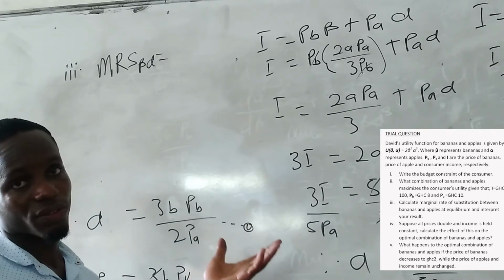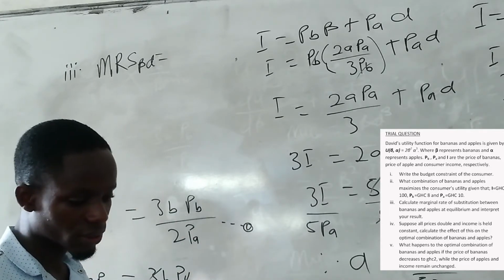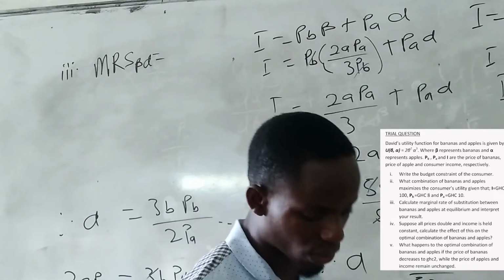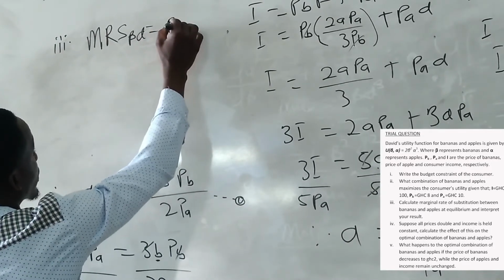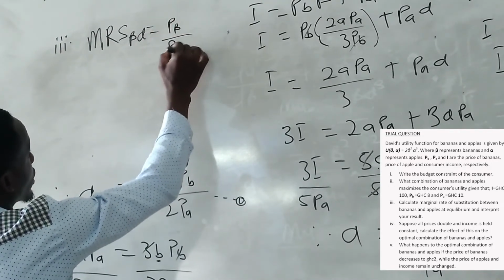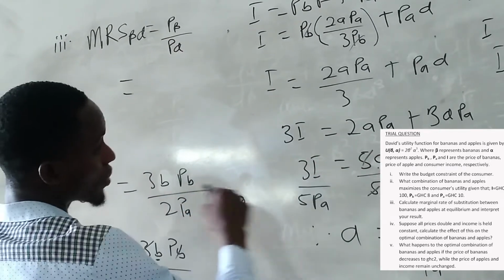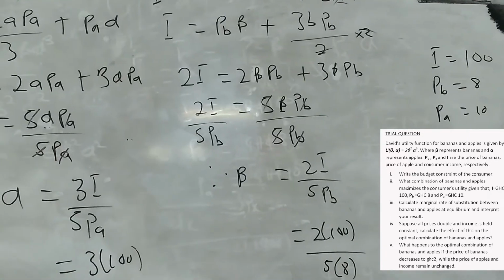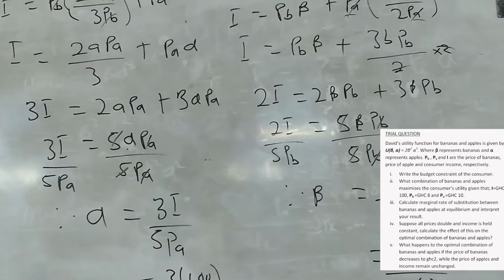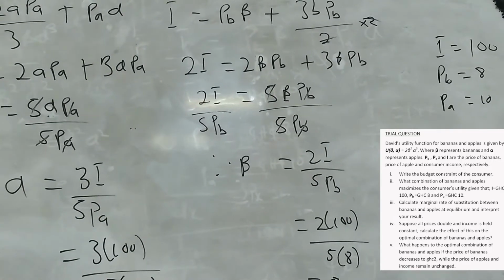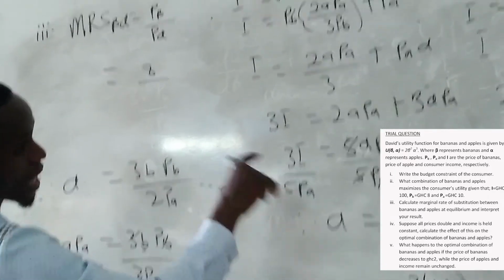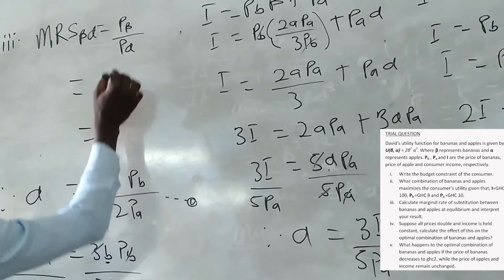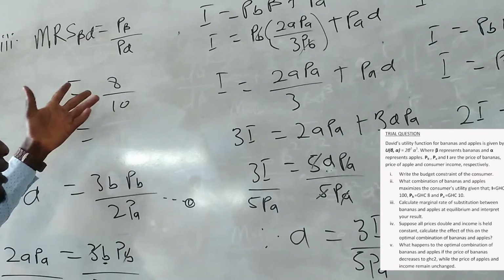Alright, so that is all for question H. Let's go to question I. So let's look at question I, which says: Calculate the marginal rate of substitution between banana and apple at equilibrium and interpret your answer. So you can see that the structure, as I've always been saying, is still the same. The first one was the same as this we are doing, calculating the marginal rate of substitution. So since you know the formula for calculating marginal rate of substitution, just put your formula down and fix in your figures. And that is all.